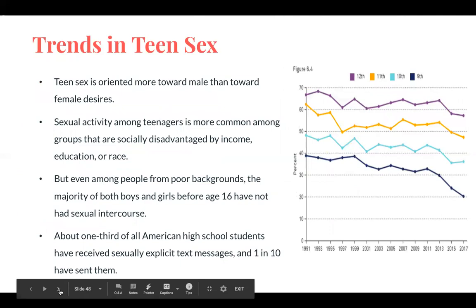Other trends that your book notes: sexual activity is more common among groups that are socially disadvantaged. So if they are lower income, if they have less education, if they're a racial minority, the likelihood that they're engaging in teenage sex is a little bit higher comparatively. But even among people from those backgrounds, once again, there is not a majority of boys and girls having sex before the age of 16.